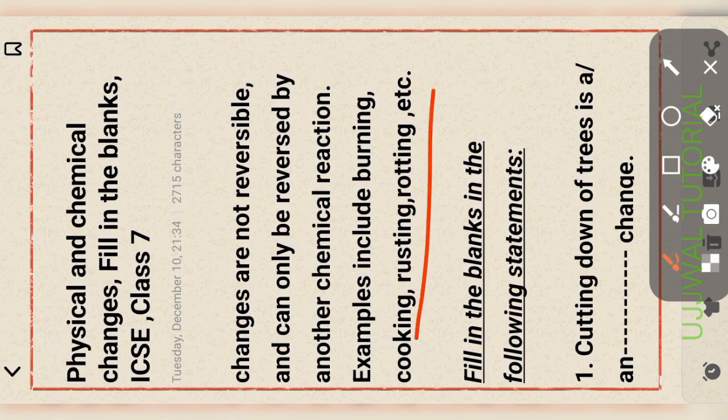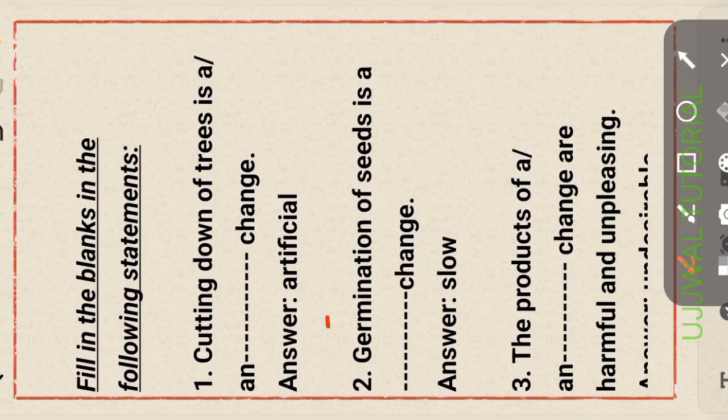Now, fill in the blanks in the following statements. Cutting down of a tree is an artificial change. Artificial change means occurring by human activity. Next question, germination of seeds is a slow change, because it is a very slow motion process. So it is a slow change.